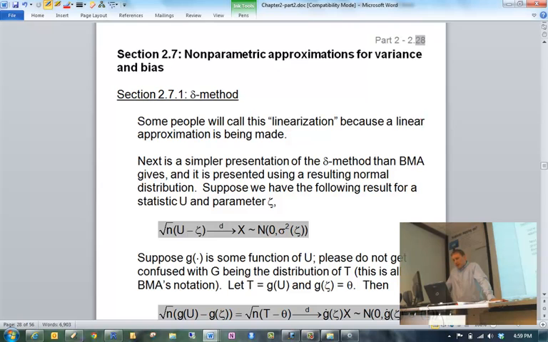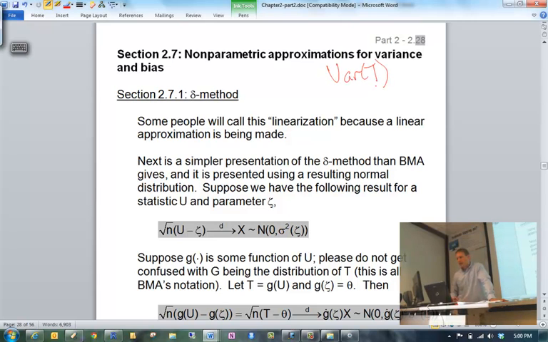We're going to start off with section 2.7. This is, I think, really the main part of these part 2 notes. The section actually doesn't talk about the bootstrap a whole lot. It's going to give 3 non-bootstrap ways to estimate the variance of T.